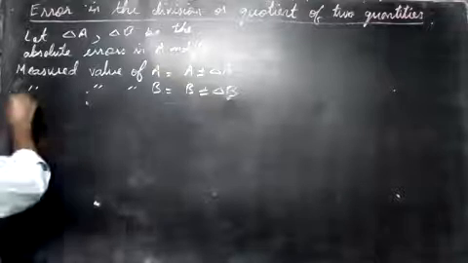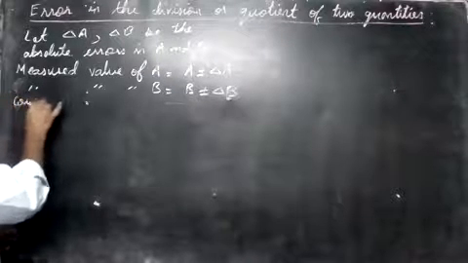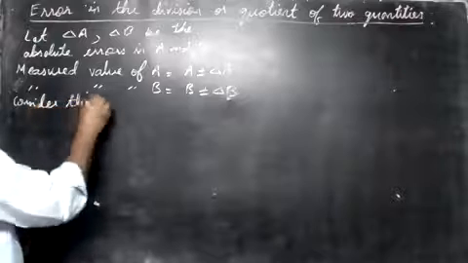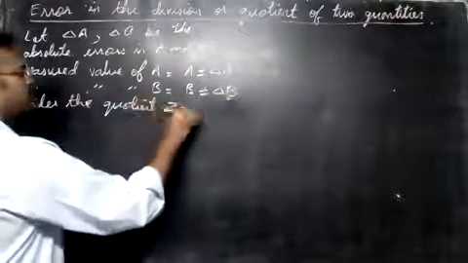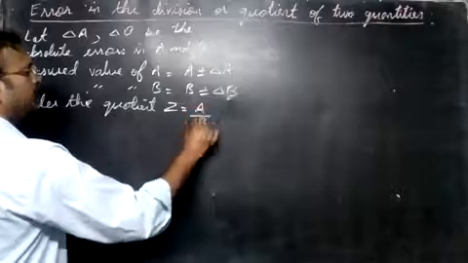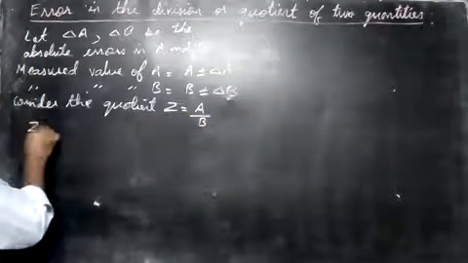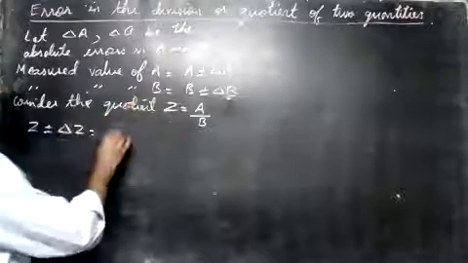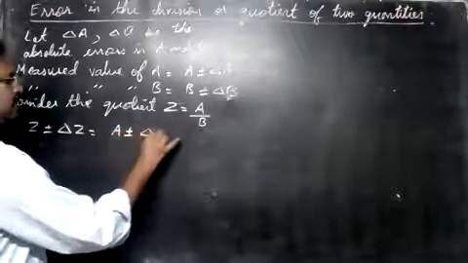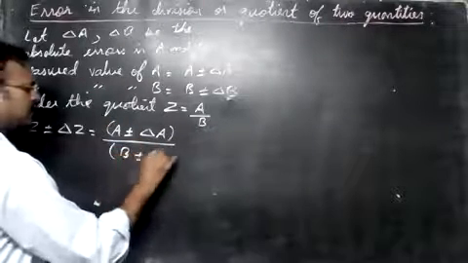Now what you must do is find the division only. So we will consider the quotient, that is Z is equal to A by B. You must divide A by B. So this Z will have an error now. That will be Z plus or minus delta Z is equal to, instead of A you write this quantity, A plus or minus delta A divided by B plus or minus delta B.